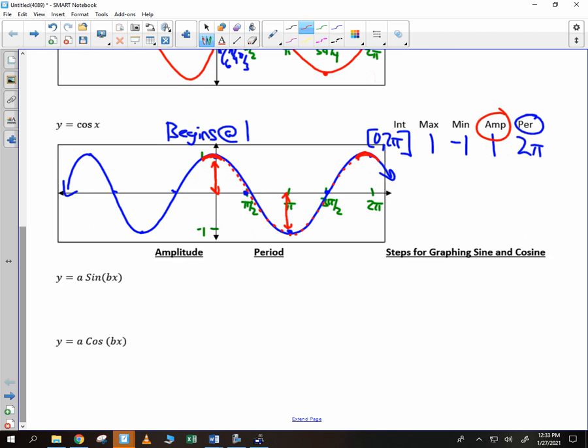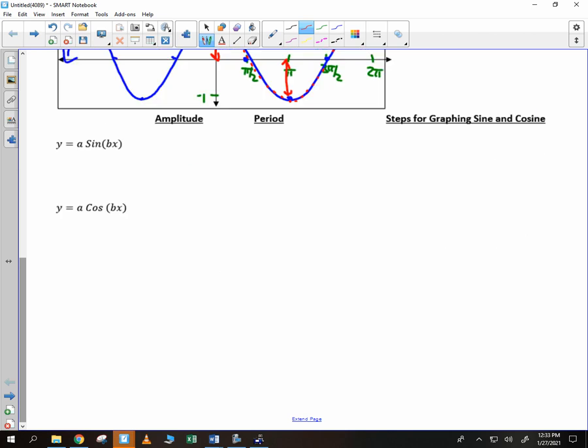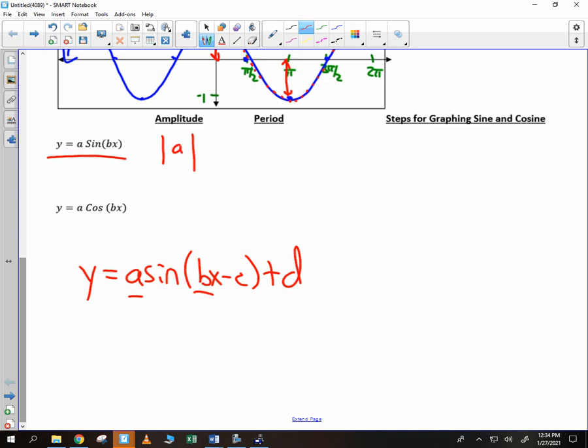So we are going to perform some transformations. We're going to look at y = a sin(bx - c) + d. However, today we're just going to focus on a and b. So if that's your function, the amplitude is the absolute value of a, and the period is 2 pi divided by b. Same thing for cosine. Amplitude is the absolute value of a, period is 2 pi divided by b.